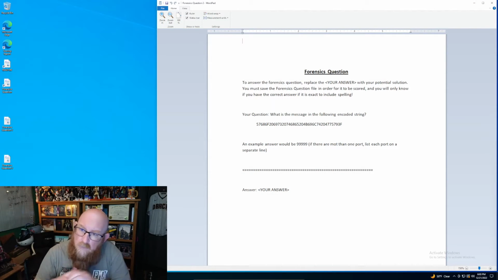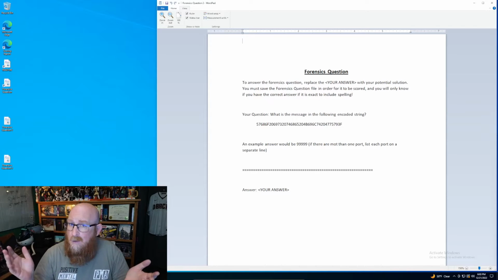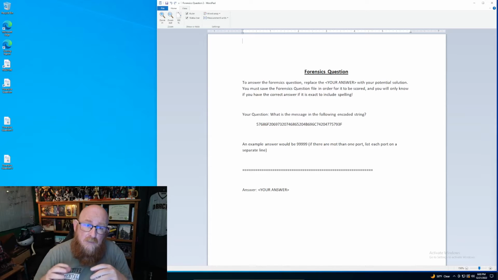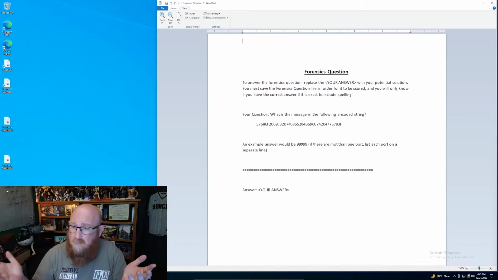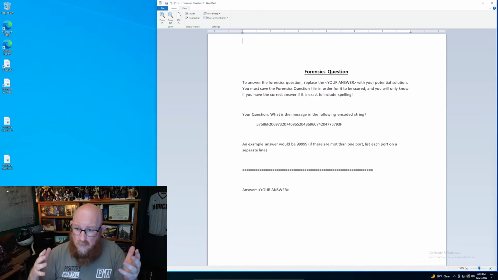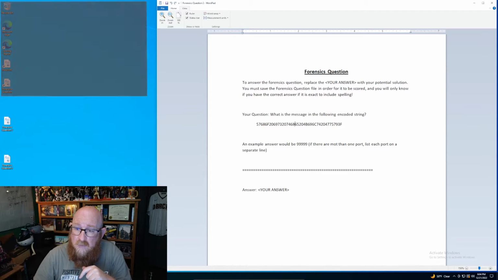So going into our forensics questions here, some of them may ask you to identify some information that is on the system. Maybe it's a string asking you what it is. Maybe it's asking you for some file details. Maybe it's asking for running ports or services or programs running in certain directories. In this particular instance, we have this one, which is asking, what is the message in the following encoded string?